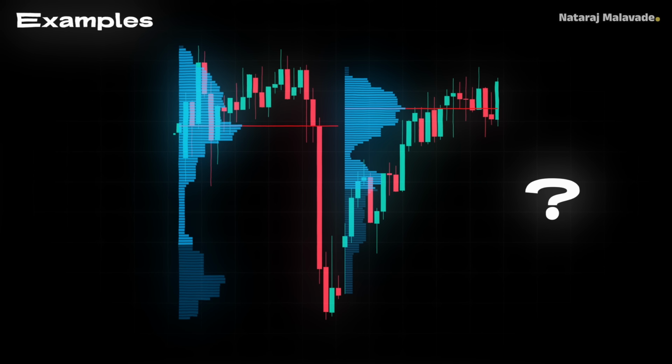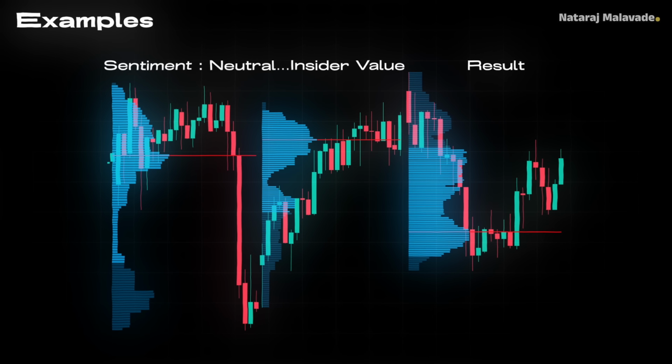If you are trading tomorrow, you will see today's profile like this. The right one is today's session and the left one is the previous day's session. You are comparing two different volume profiles here. Now compare, pause for a moment and think about the sentiment. Well, it's a neutral sentiment because today's value is formed within the previous day's value. It's an inside value and it suggests neutral sentiment.